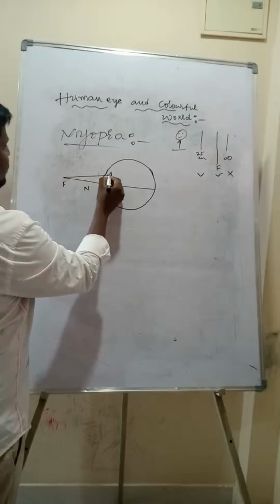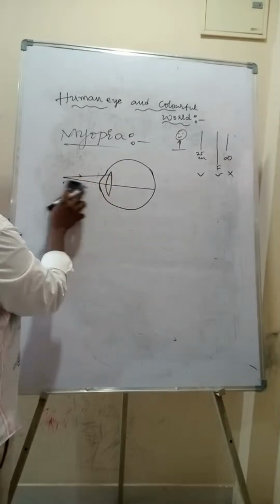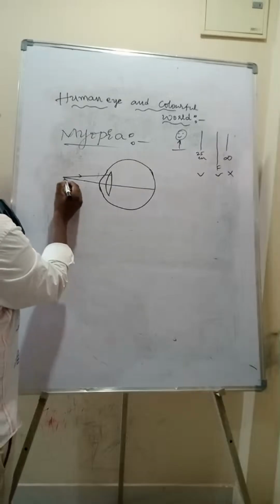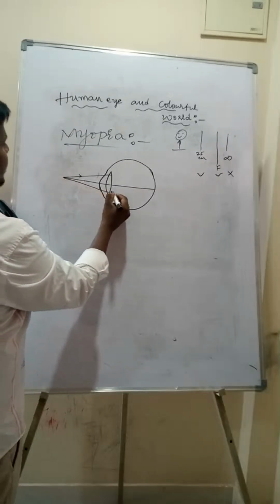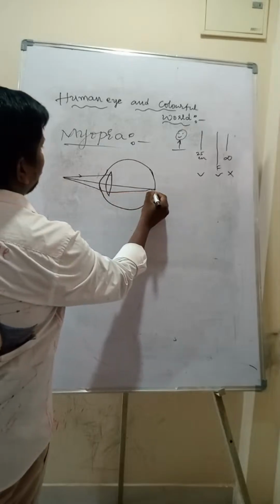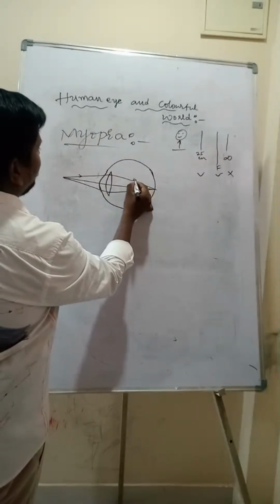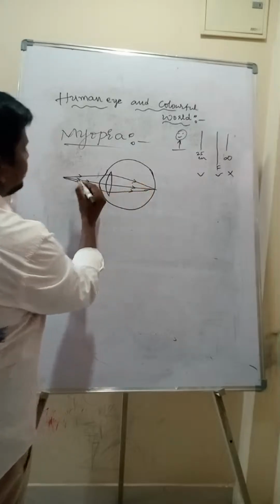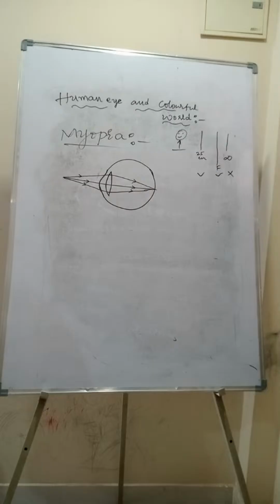If the light rays are coming from this point, he can see it. Now you can observe: the minimum point, the least point, is 25 centimeters, and the maximum point is less than infinity. How to draw that?